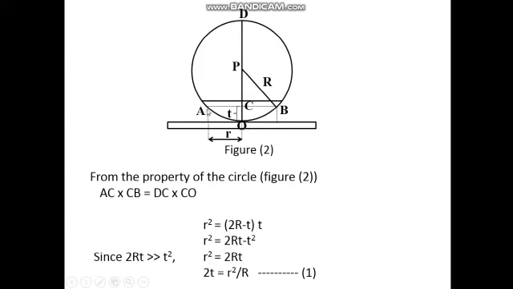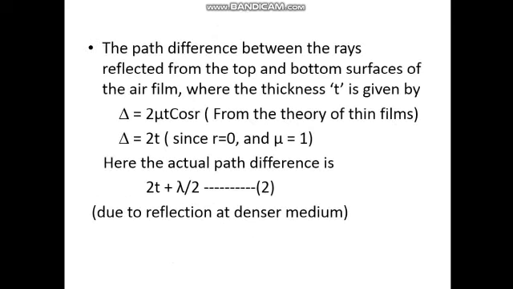But you know that AC is equal to small r, that is, the radius of the ring at the point, that is, AC is equal to CB is equal to r, and DC is equal to 2R minus t, and CO is equal to t. Therefore r square is equal to (2R minus t) into t. Therefore r square is equal to 2Rt minus t square. Since 2Rt is very much greater than t square, r square is equal to 2Rt, from which 2t is equal to r square by R. That is equation number 1.